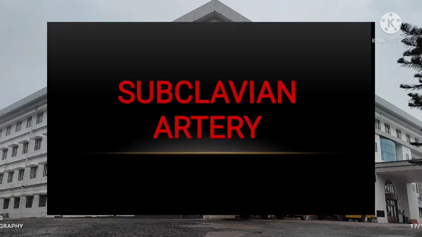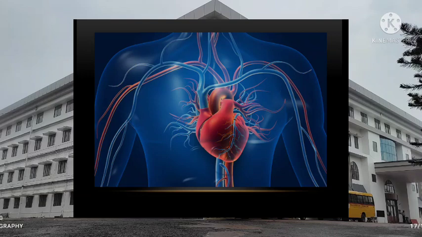Today we are going to learn about the subclavian artery. The arteries of the neck consist of the carotid system and the subclavian arteries. The carotid system includes the common carotid artery and the internal and external carotid arteries. We are going to learn about the subclavian arteries, both right and left, which carry blood to the upper limbs.